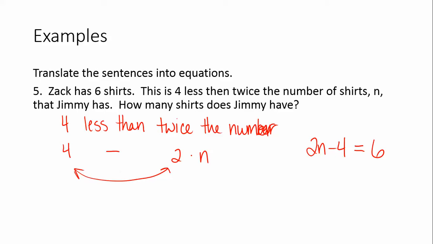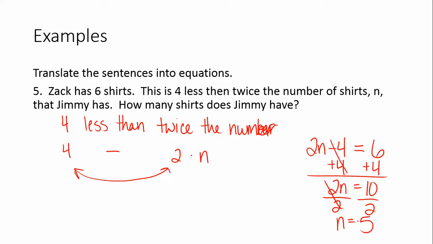Now we want to solve to find out how many shirts Jimmy has. So we're going to add 4 to both sides. 2n equals 10. Divide both sides by 2, and you get n equals 5. So Jimmy has 5 shirts.